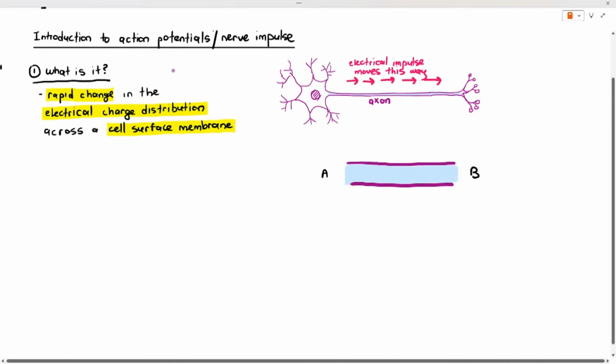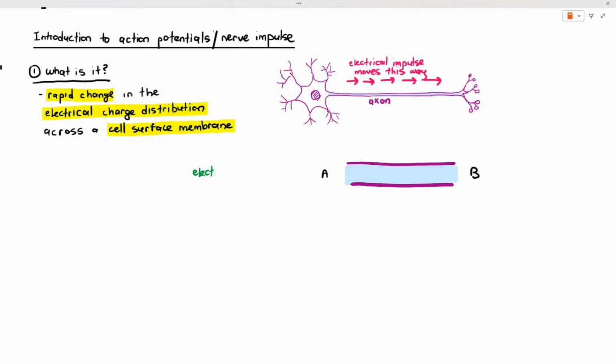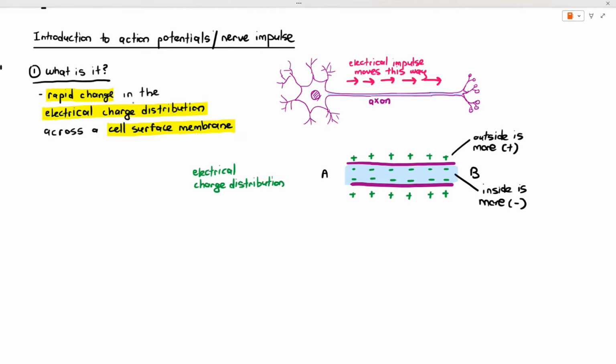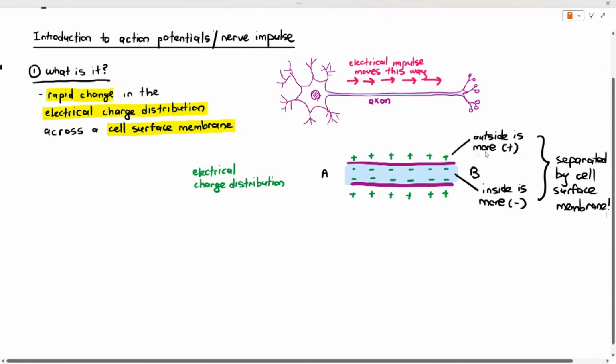That's good. The second thing we have to understand is the electrical charge distribution. Now, what exactly does that mean? If you notice, I'm putting negative symbols inside the axon, and I'm putting positive symbols outside the axon. This implies that the outside has a more positive charge and the inside has a less positive charge, or more negative charge. That positive and negative charges are separated by the cell surface membrane. Now I want you to understand, you don't need to memorize this part, but what that positive and negative charge actually means is as follows.